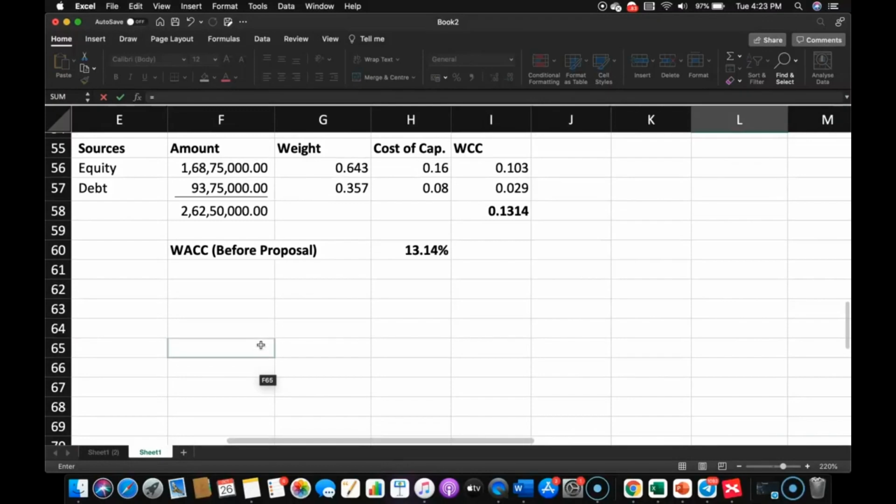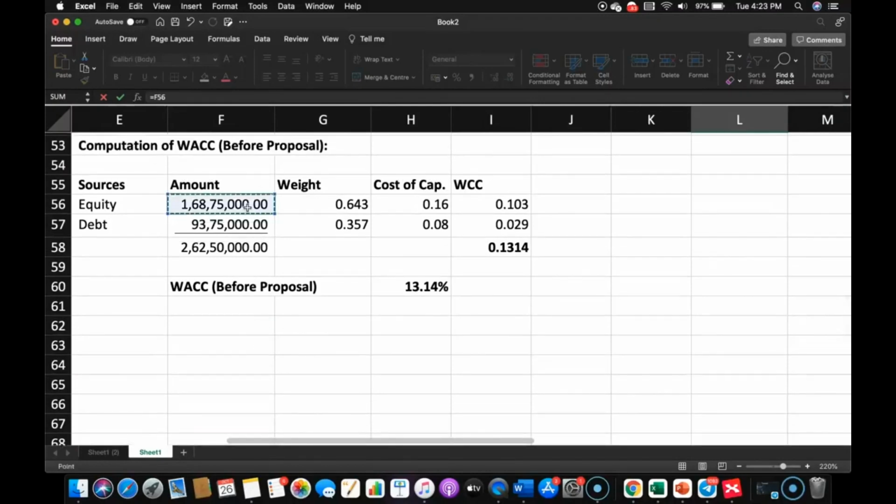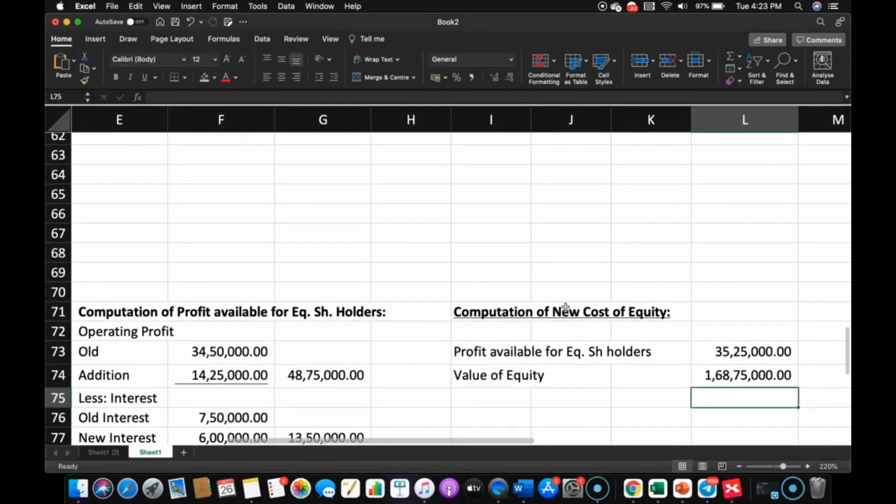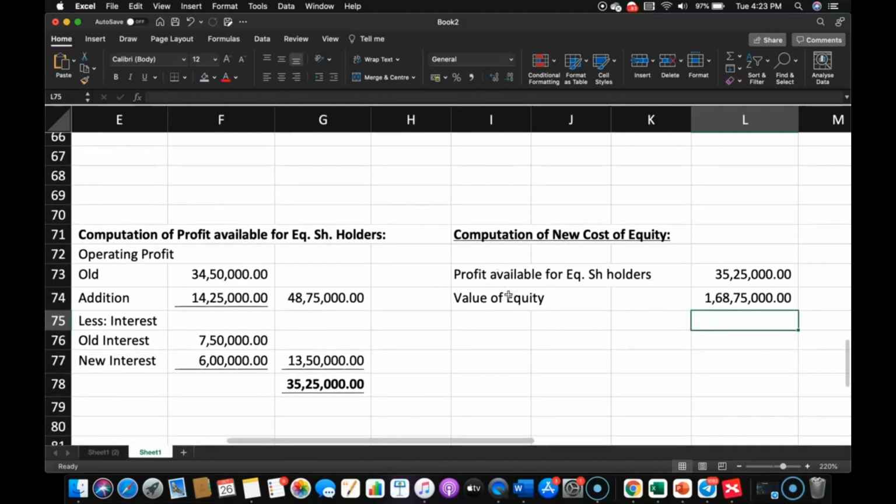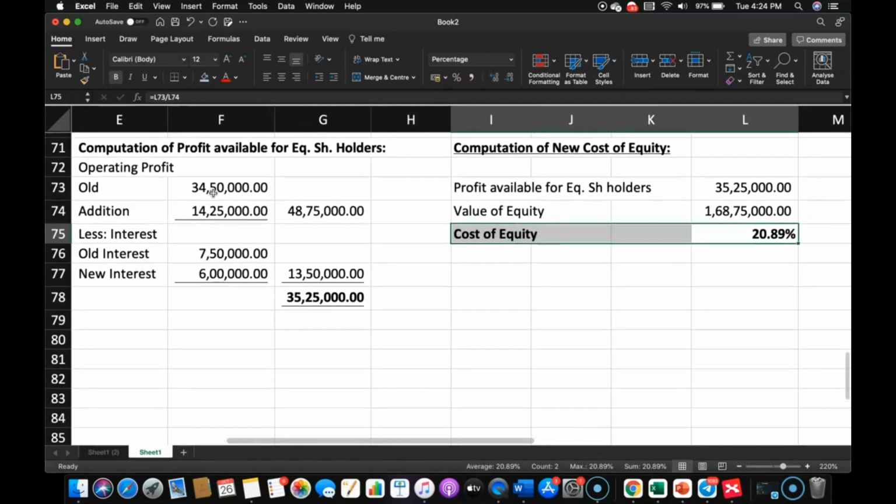How? Let's go back to the workings. Here we had the value of equity. So profit available for equity shareholders divided by value of equity will give you cost of equity. So this divided by this will give you cost of equity. Let's express that in percentage. So we get something like 20.89%. Done. And now we can go ahead and compute weighted average cost of capital.